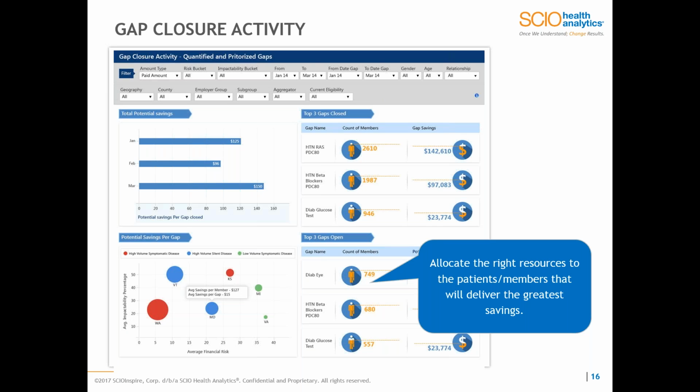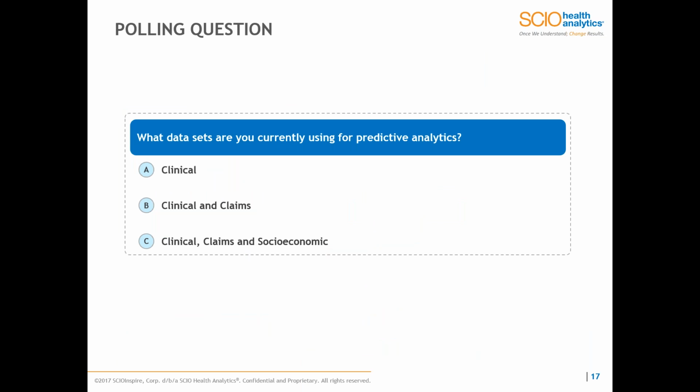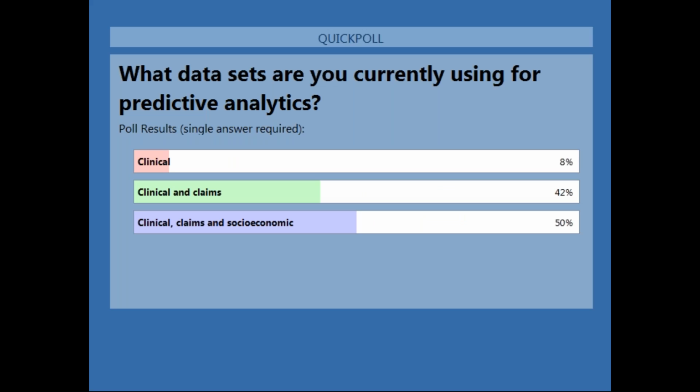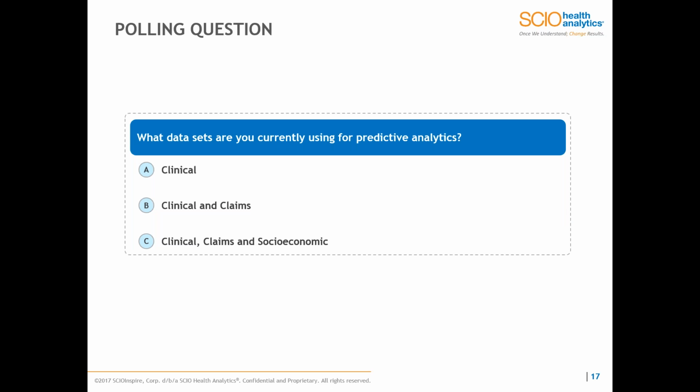And Eileen, it sounds like you as the presenter don't have the privilege of seeing our polling results, so I'll read them to you again. Thank you. So the results are in, and it looks like 8% are using clinical only, 42% are using clinical and claims, and 50% are using clinical, claims and socioeconomic.